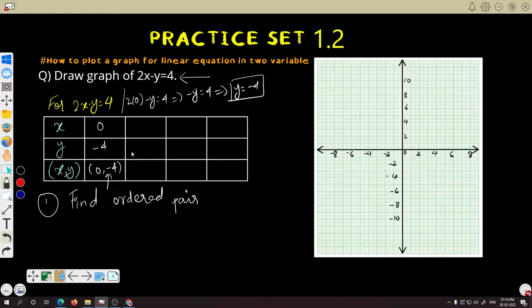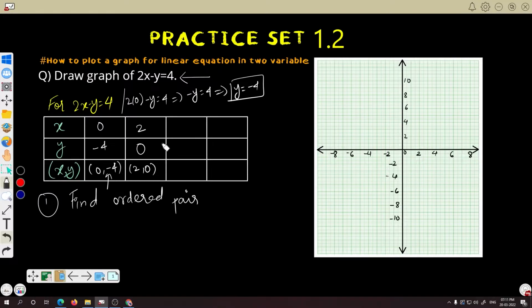Now similarly, in the second case, I will take y as 0. If I take y as 0, then the equation will be 2x minus 0 is equal to 4, which means 2x is equal to 4, which implies x is equal to 2. So for this particular equation, if the value of y is taken as 0, then x should be 2. Therefore the coordinates are 2 comma 0. I hope this is clear to you. Now we will find two more ordered pairs.